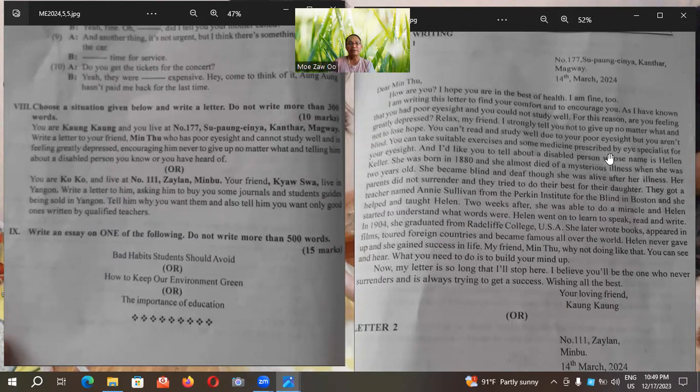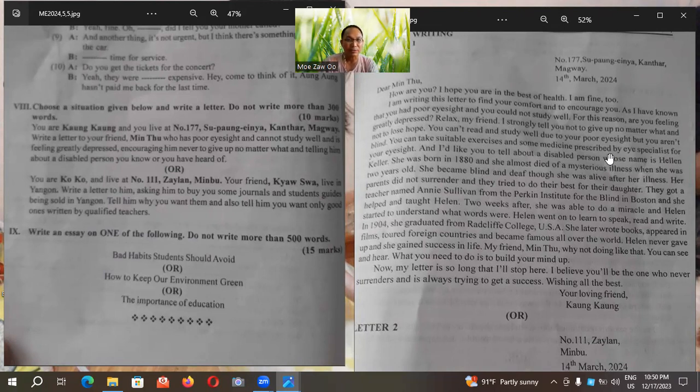Body of the letter, a very long paragraph. I'm writing this letter to give you comfort and to encourage you. I am sad as I have known that you had poor eyesight and you could not study well. For this reason, I am feeling greatly depressed. Relax, my friend. I strongly tell you not to give up no matter what and not to lose hope. You can read and study well despite your poor eyesight, but you aren't blind.